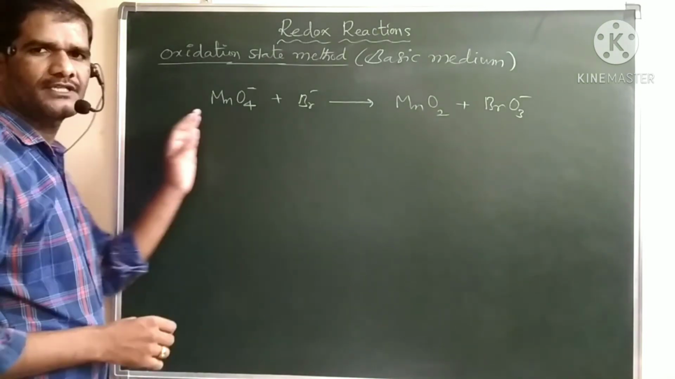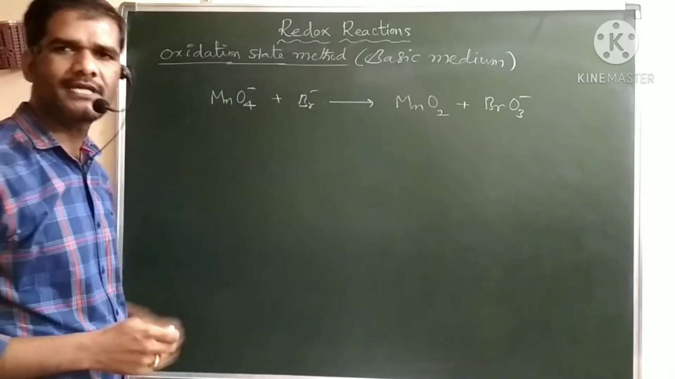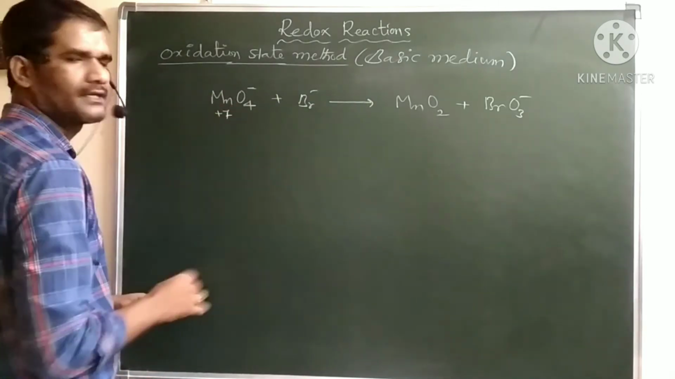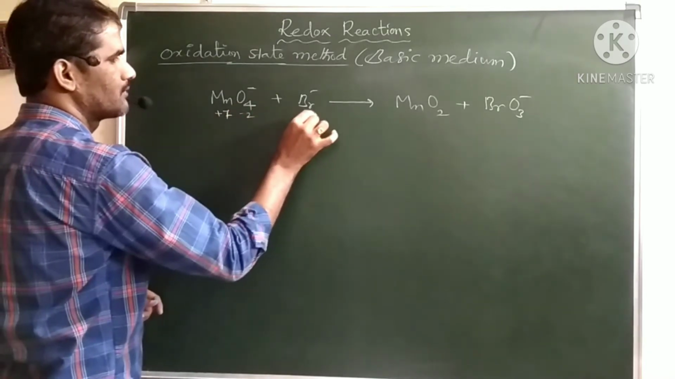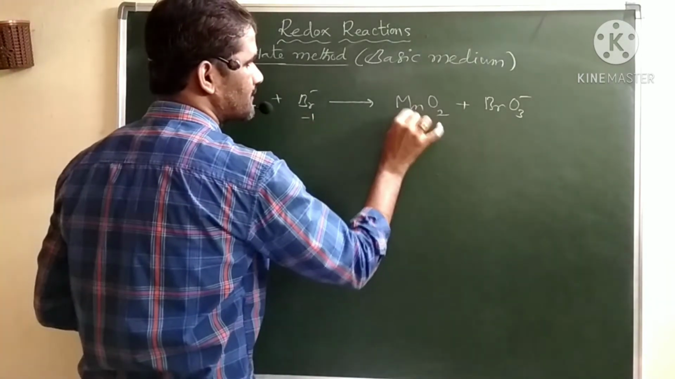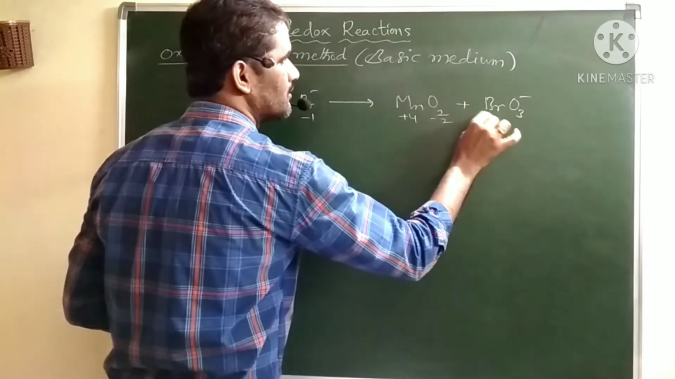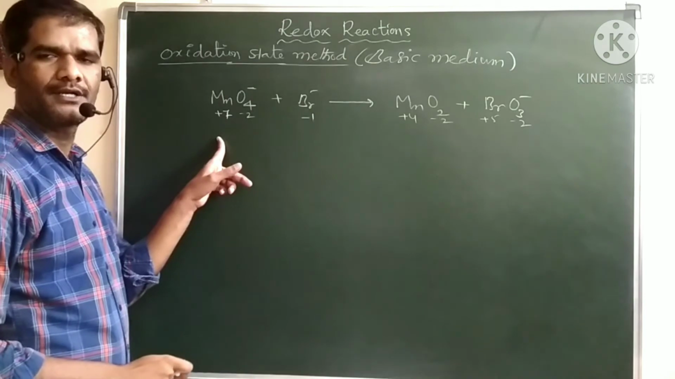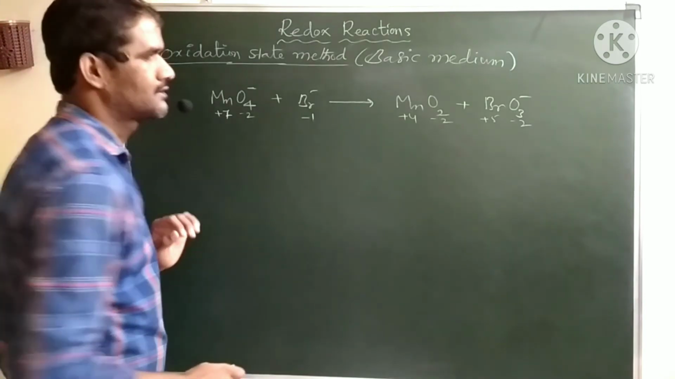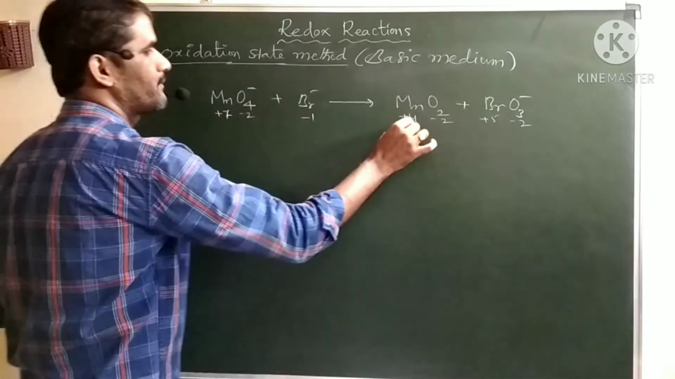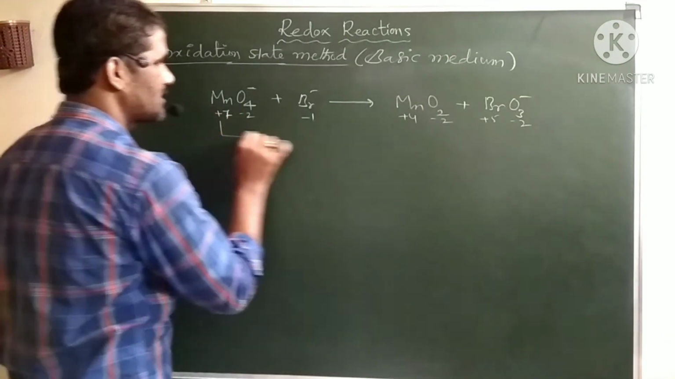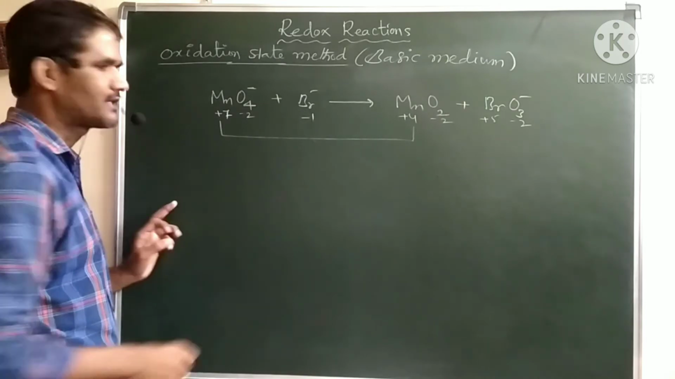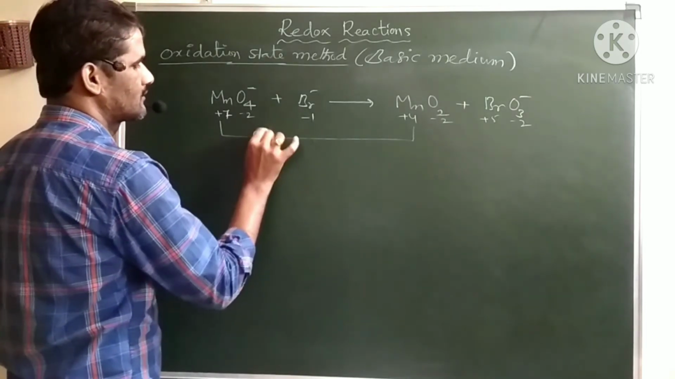So again, as usual, first we have to find out oxidizing species and reducing species. Here manganese oxidation state +7, oxygen -2, bromine -1, manganese +4, oxygen -2, bromine +5, oxygen -2. Now this will give an idea which is a reducing species and which is an oxidizing species. Here manganese +7 to +4, decreasing in oxidation state means what? It is a reducing part.